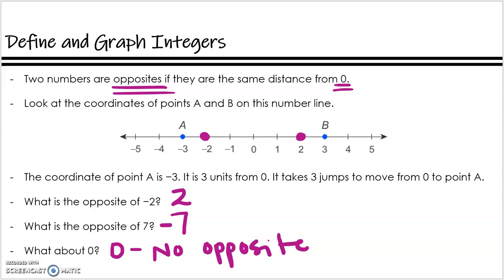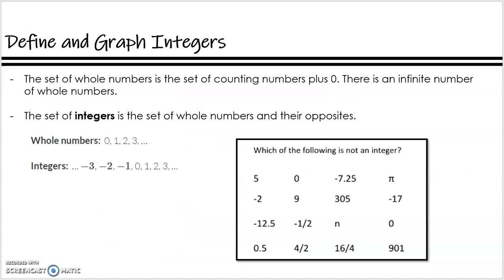Because remember what we talked about, 0 is not positive and it's also not negative. So what is an integer? The set of whole numbers is your counting numbers plus 0. So it's what you learned, maybe in kindergarten when you learned how to count all the way to 100. The amazing thing is there's an infinite number of whole numbers because you could count on and on forever because numbers are infinite.